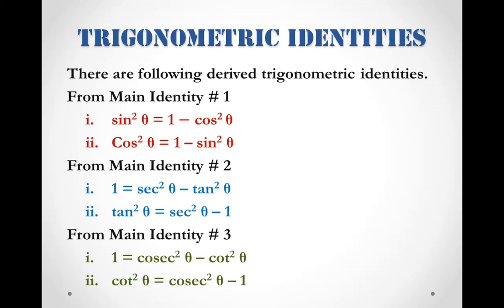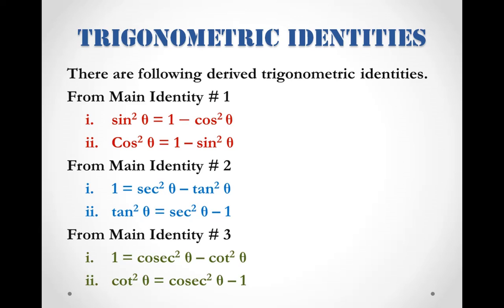Then from main identity number 2, we have the first option, 1 is equal to secant square theta minus tan square theta, and for the second option we have tan square theta is equal to secant square theta minus 1. From the third main identity, we have 1 is equal to cosecant square theta minus cot square theta, and the second option we have is cot square theta is equal to cosecant square theta minus 1.